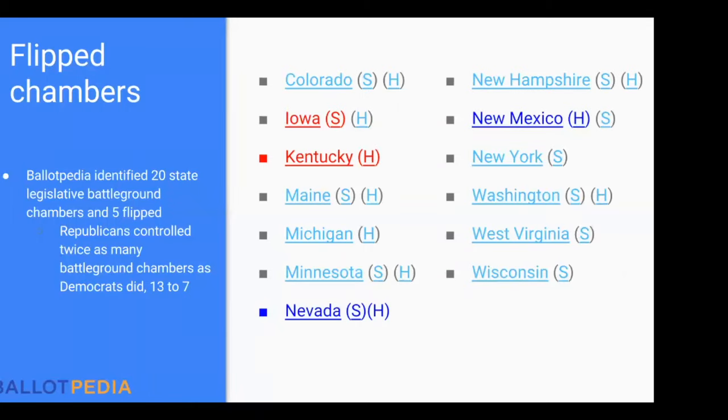In 2016, Ballotpedia identified 20 state legislative battleground chambers. 13 of these chambers were Republican controlled and 7 were under Democratic control, which you can see we have outlined here for you at the right. 5 chambers so far have flipped partisan control. We have them here: the Iowa Senate and the Kentucky House flipped to Republican control, while the New Mexico Senate, the Nevada Senate, and the Nevada State Assembly flipped to Democratic control. The down-ballot impact of these flipped chambers is interesting because all these flipped chambers are actually in line with the state's presidential vote.